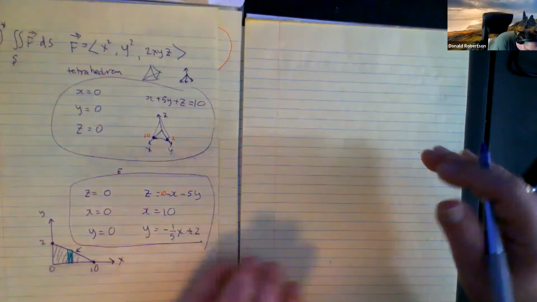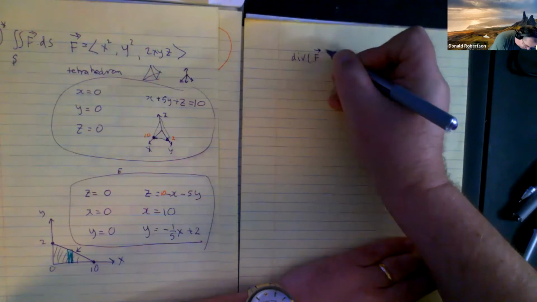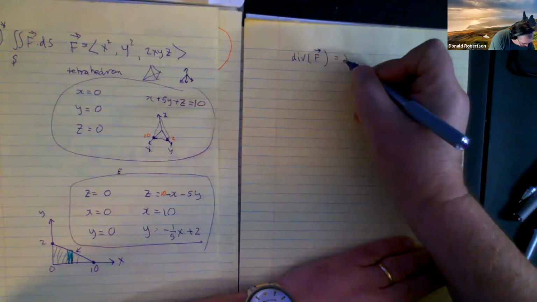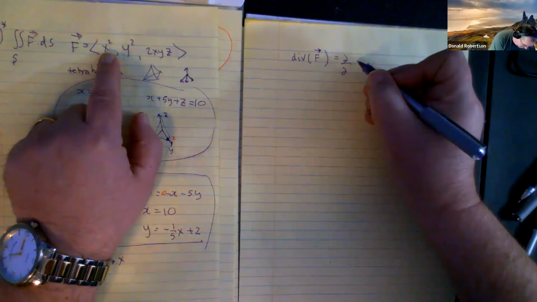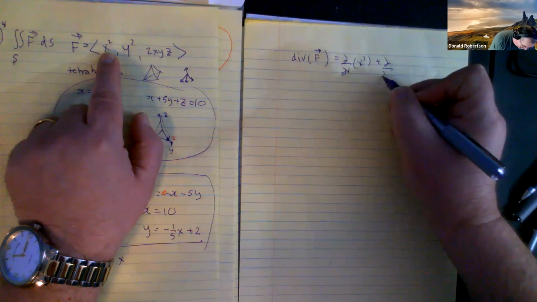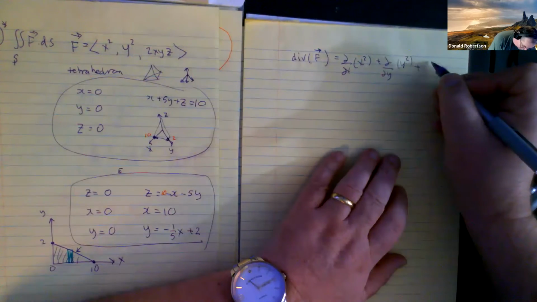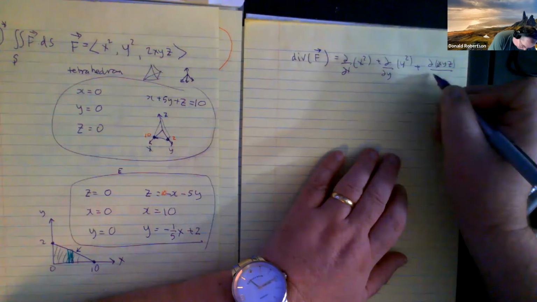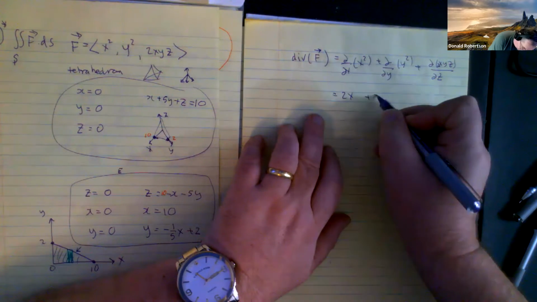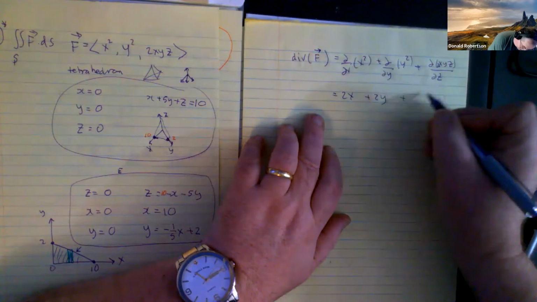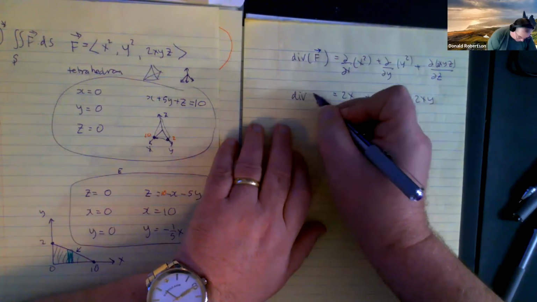I also need to figure out what that's equal to. So it's going to be the partial derivative of this with respect to x, the partial derivative of this with respect to y, and the partial derivative of 2xyz with respect to z. And so I get what? 2x plus 2y plus 2xy. That's fine. So I now have all the pieces.